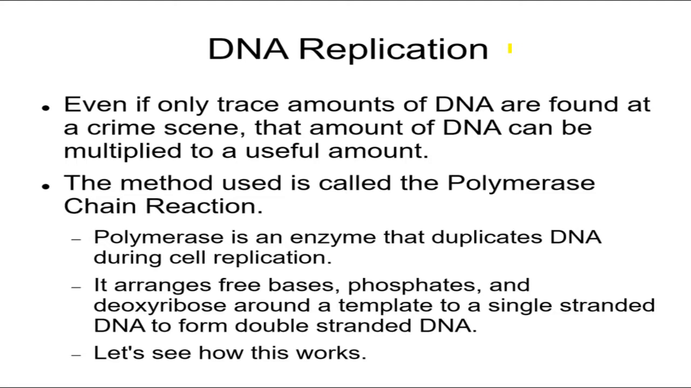Okay, but now let's talk about how it's done in the lab. How to replicate DNA in a lab, because that's what is done in the forensics lab. We take a tiny amount of DNA, we replicate it, so we have plenty of it. So what we use is what's called the polymerase chain reaction. Polymerase is an enzyme. The -ase implies that something is an enzyme.